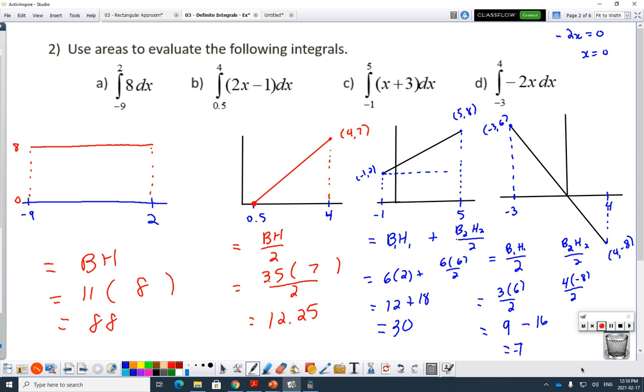Important note: that's what the integral does. The integral doesn't find area. It finds net area. If you want the area, yes, the area is 9 and 16. The area is 25. Absolutely, the area is 25. The integral is negative 7. That's a little bit of a tricky idea there.